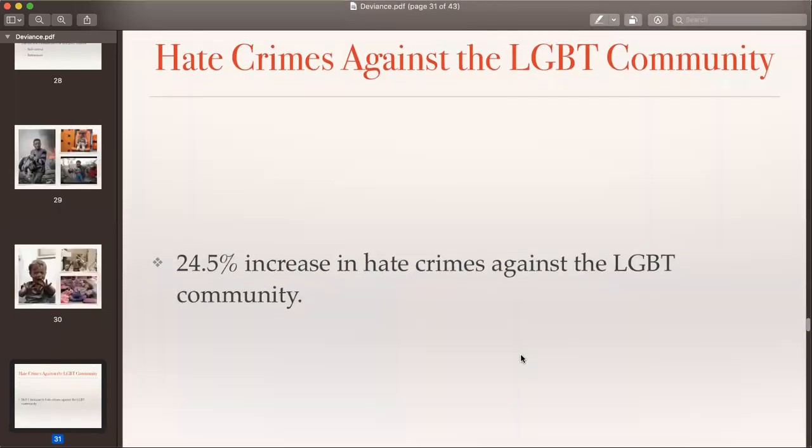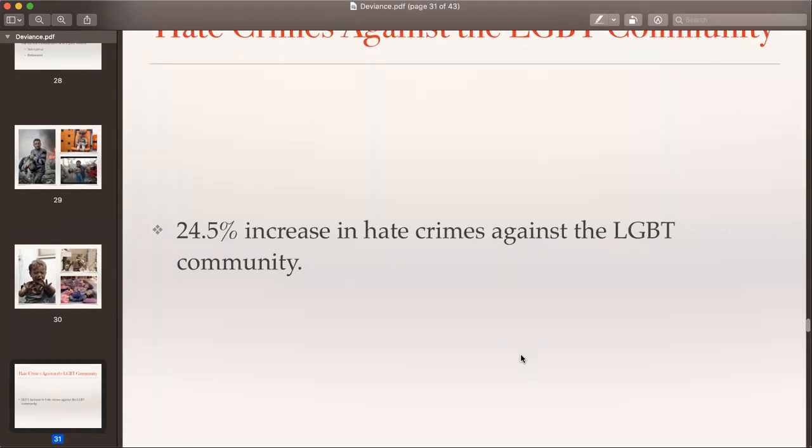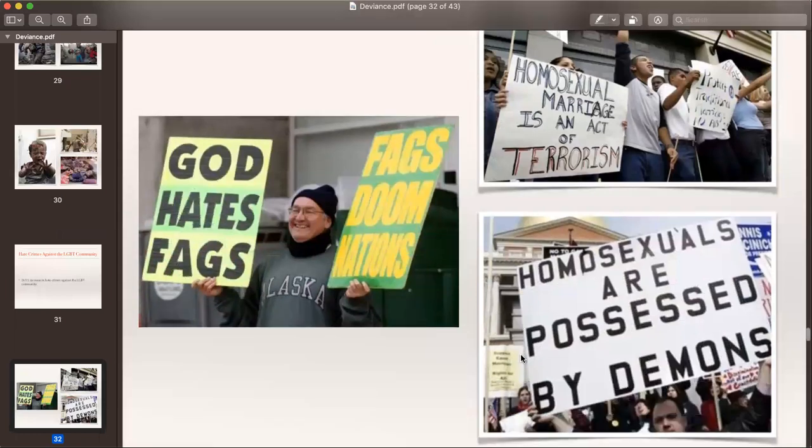Let's look at hate crimes against the LGBT community over the last 4 years. We've seen an increase of almost 25% in hate crimes against the LGBTQ community. We look at these images. The image to the left is from the Westboro Baptist Church in Topeka, Kansas. Their website is GodHatesFags.com. They show up to military funerals. They show up to concerts. They show up to a wide variety of events. And they hold these signs. They have children holding these signs up.